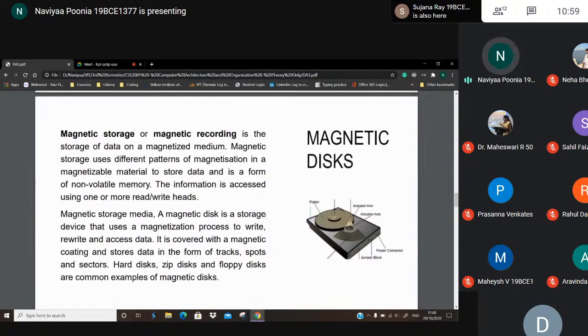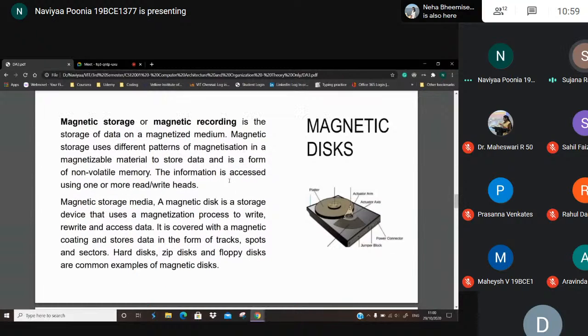Sujana is going to explain the magnetic storage devices. Yes, ma'am. So magnetic storage, or magnetic recording, is for storing data on a magnetized medium. They use various patterns of magnetization of the material to store the data and it is a non-volatile memory. The information can be accessed by using one or more read or write heads.